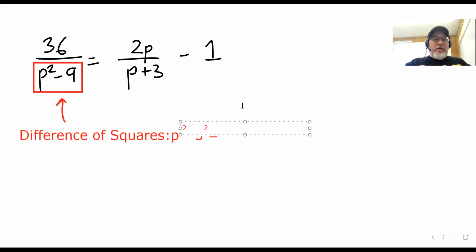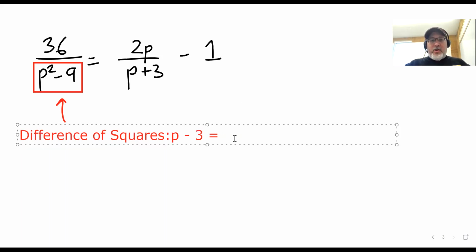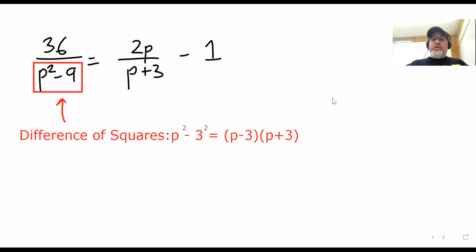There we go. But if you have a difference of squares like p squared minus 3 squared, keep in mind the squares are on the p and the 3, then it'll factor into p minus 3 and p plus 3. It's a very convenient and quick factoring technique once you recognize that it's the difference of squares. So we're going to factor that denominator accordingly. We're going to factor it into p minus 3 and p plus 3.